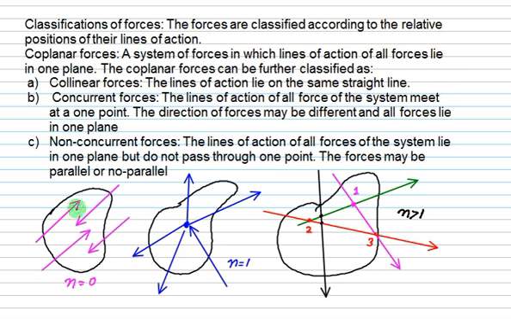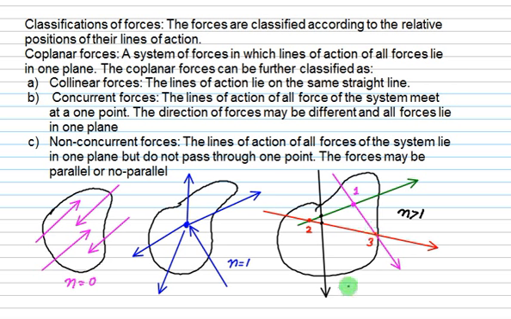So what is the effect of coplanar? Coplanar is a pure translational depending upon the direction of force. Then concurrent effect is pure translational, but the net force you have to first find out and the body will move in the same direction. And what is the effect of non-concurrent? Your body will translate as well as your body will rotate.